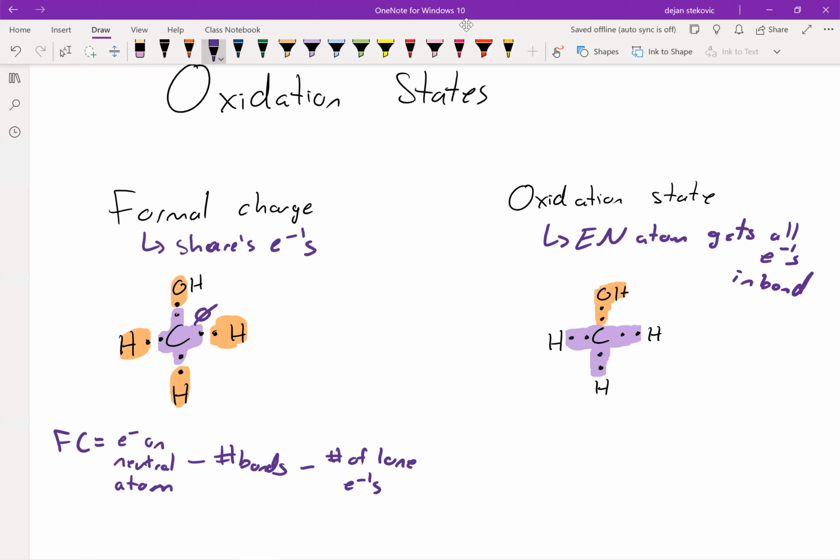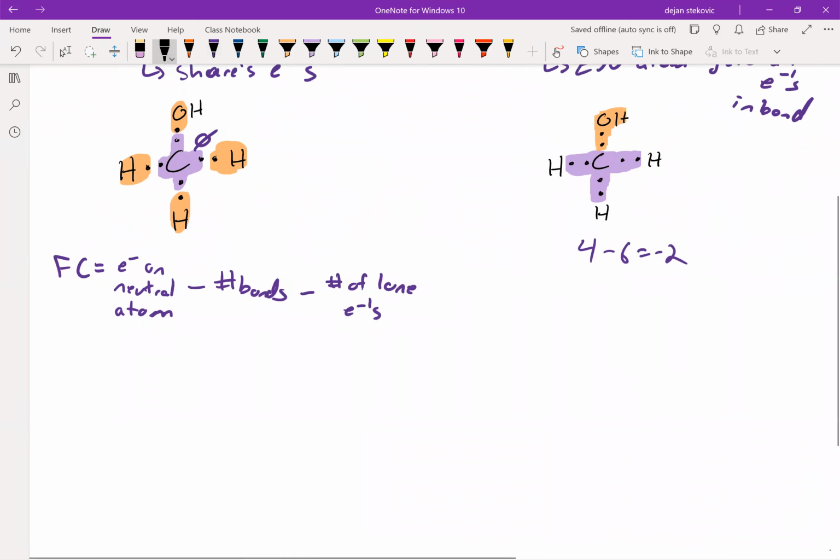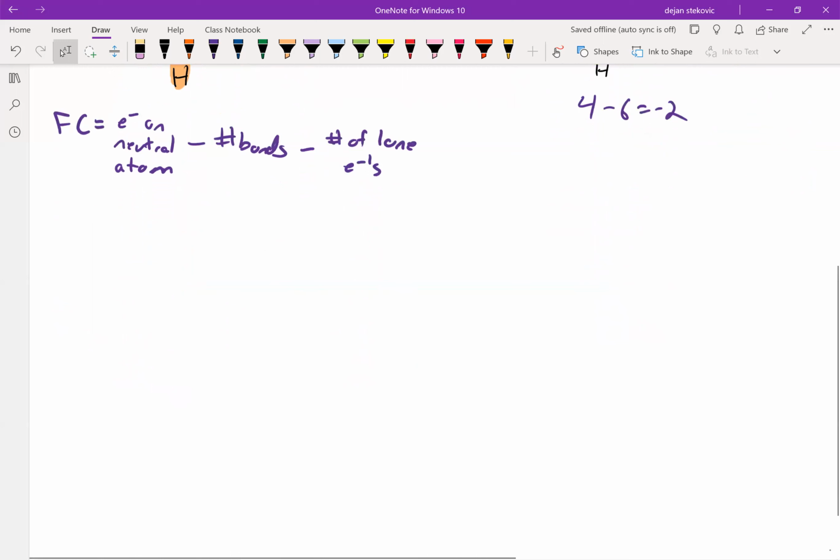And so if we think about how many electrons this carbon has, normally, a neutral carbon has 4. Here we have 6 electrons, so we get a -2 oxidation state. So we can say that the oxidation state here is -2. So let's take a look at some examples of how oxidation state can change without formal charge changing whatsoever.